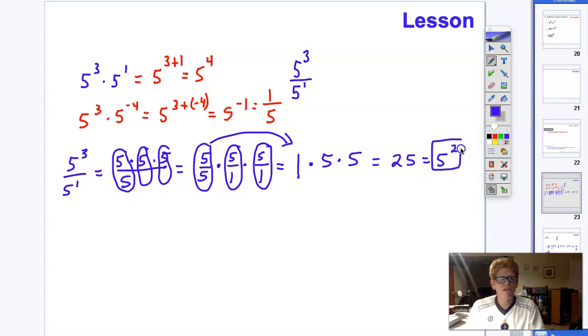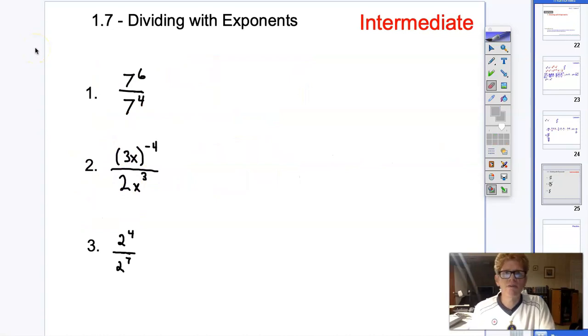So let's look at this and the relationship to this. 5 to the third over 5 to the first. Well, if I take 5 to the third and I subtract the 1 from 5 to the first, I get 5 to the second. And that's the basics for how we're going to do this. We're just going to subtract, which ultimately means we're kind of canceling these guys out. We're canceling one out and leaving whatever's left over. Now let's take a look at a couple of examples.